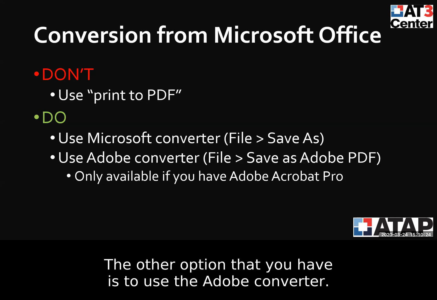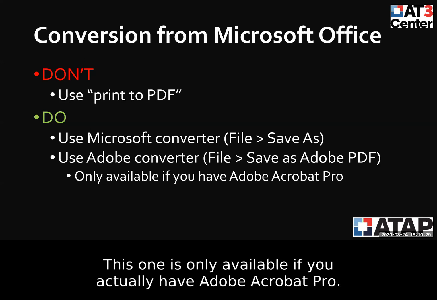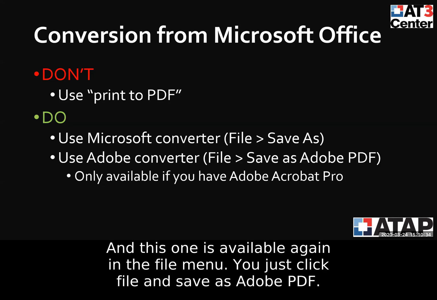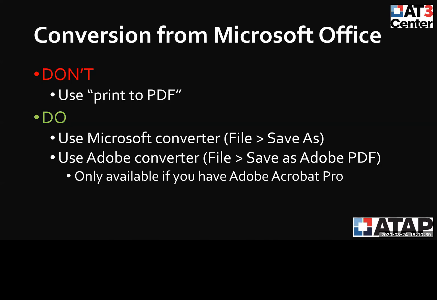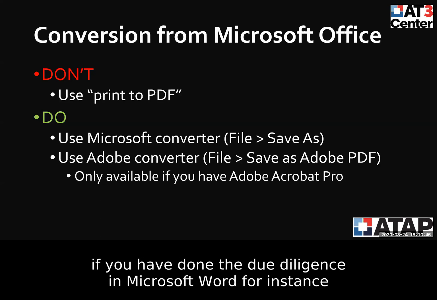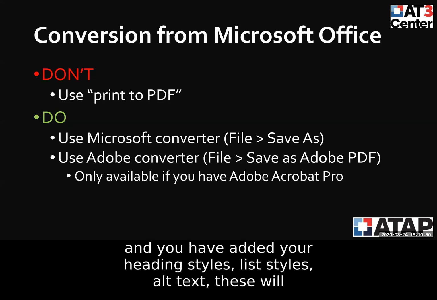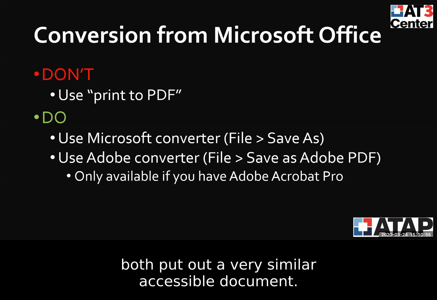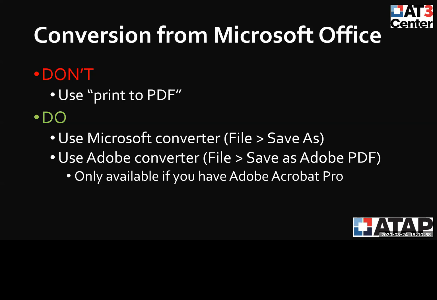The other option that you have is to use the Adobe Converter. This one is only available if you actually have Adobe Acrobat Pro. And this one is available again in the File menu. You just click File and then Save as Adobe PDF. Either of these two options work. They do work a little bit differently, but especially if you've done the due diligence in Microsoft Word, for instance, and you've added your heading styles, list styles, alt text, these will both put out a very similar accessible document.